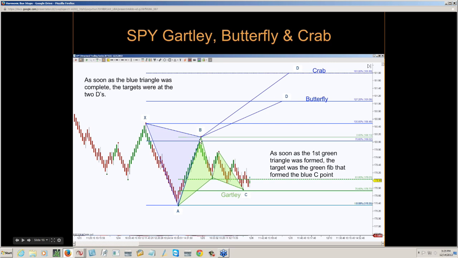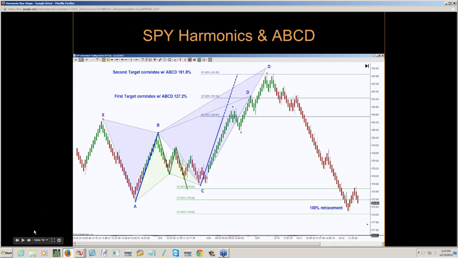Now here's the thing, you have to be patient with the setups, right? I'm not going to go long here at this point of the triangle because, harmonically speaking, I know it needs to pull back. And this little Gartley helped that. Could have traded that also. All right. So anyway, on this chart, I just wanted to show that the ABCDs do correlate with the harmonic patterns and that they are a vital component in it.